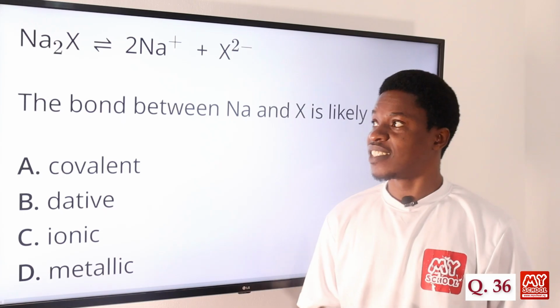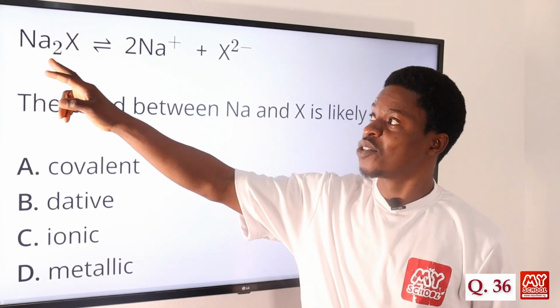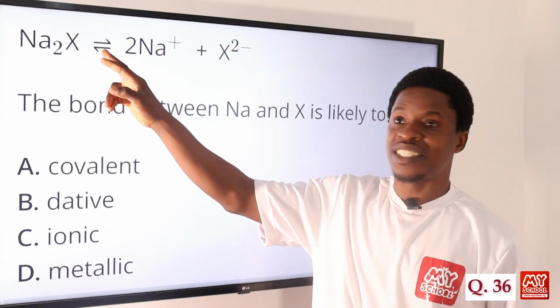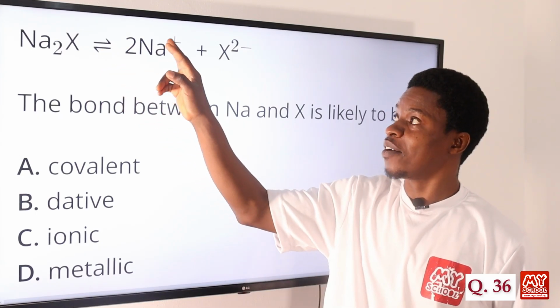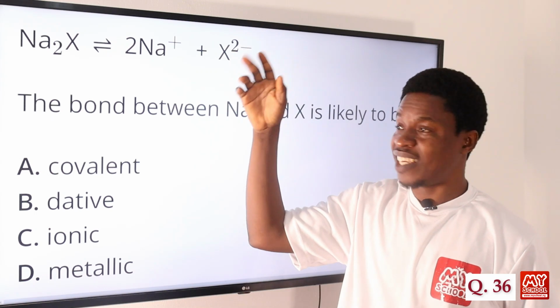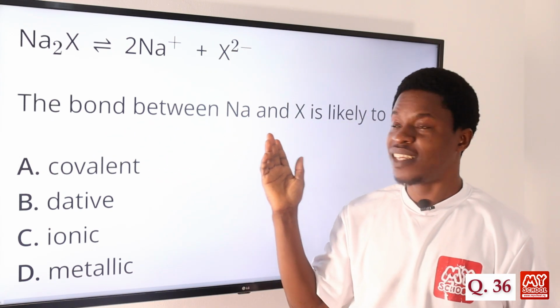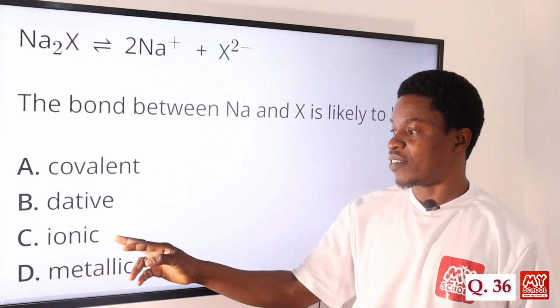Question number 36. Na2X dissociates into 2 moles of sodium ion, plus X2 minus. The question says the bond between sodium and X is likely to be what? We have covalent, we have dative, we have ionic, we have metallic.